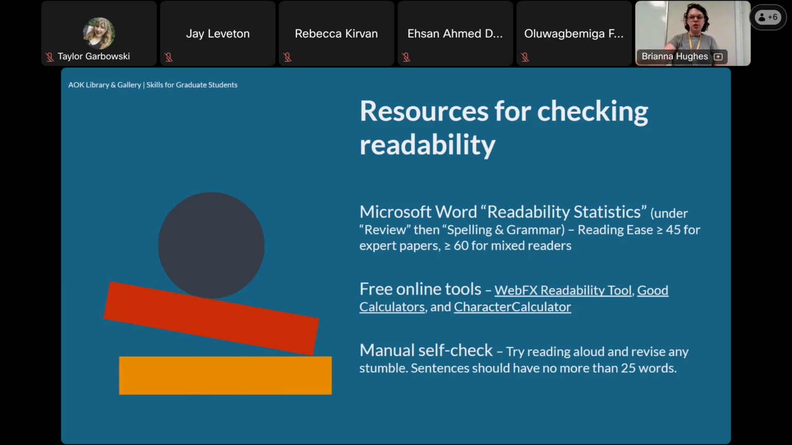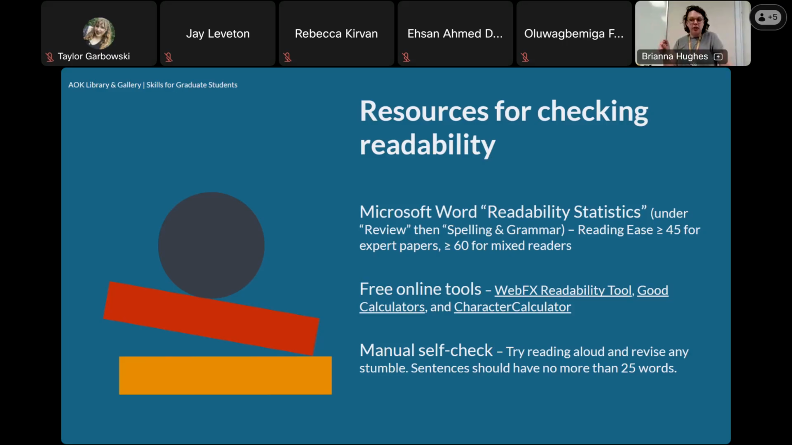These are some numbers to strike for. So Microsoft Word looks at 2 different metrics, and a lot of these kind of focus on the same metrics. It's the Flesch reading ease and Flesch Kincaid grade level. Maybe some of us remember this. But when you are looking at Microsoft Word readability statistics, reading ease, greater than or equal to 45 is good for expert papers, something at a college level. 60 is kind of ideal for a mixed reader or more general audience, maybe an audience you're not really sure what their level is going to be.